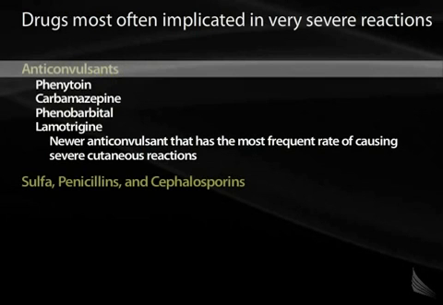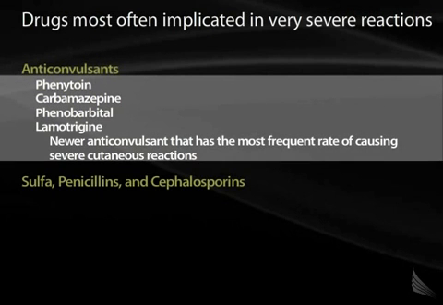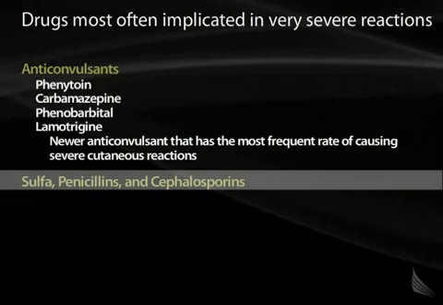The anticonvulsants are classic for causing severe skin reactions, especially Dilantin or phenytoin and lamotrigine. Lamotrigine has the most frequent rate among anticonvulsants for causing severe cutaneous reactions. Also, antibiotics such as sulfa drugs, penicillins, and cephalosporins can cause severe skin reactions.